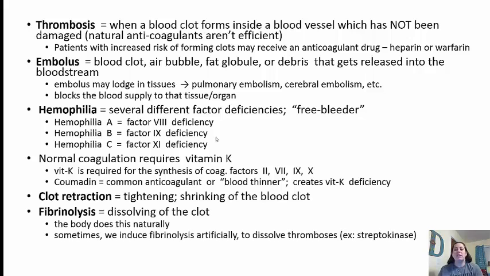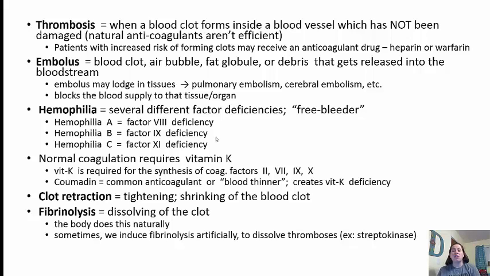Now, once the healing process has taken place and the blood vessel has responded and has healed, we see that there's going to be a clot retraction. This is a tightening of the blood clot, and it shrinks the blood clot as it goes. A lot of times this happens when you've had an injury and you have a scab on your arm or your leg or something like that, and it starts to pull and get tight and it's starting to get smaller. That's the clot retraction phase.